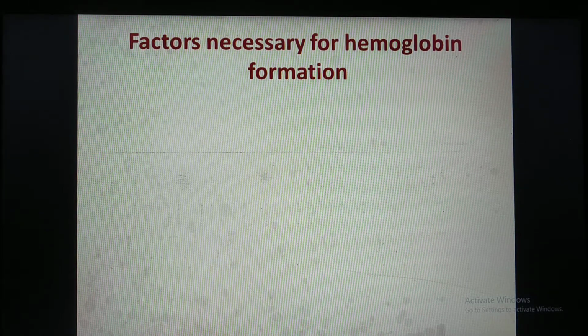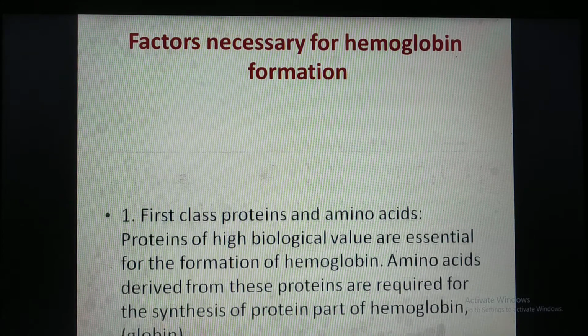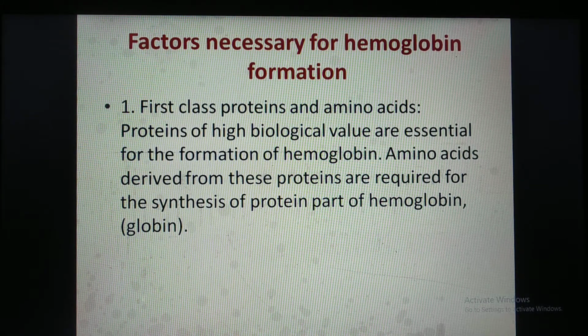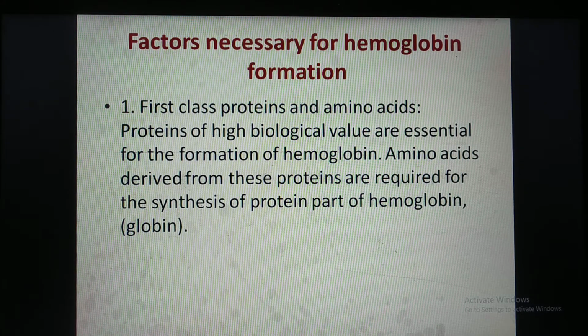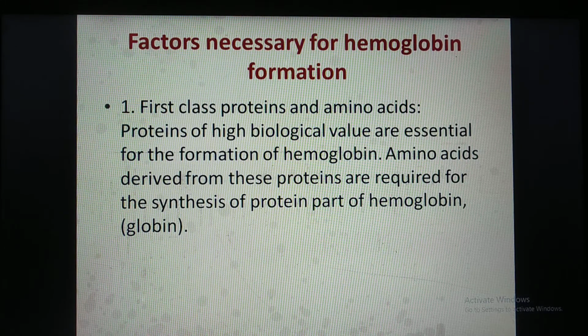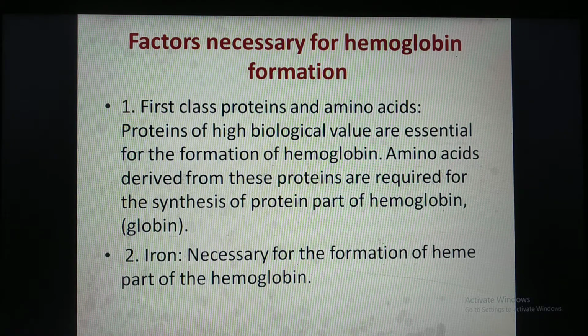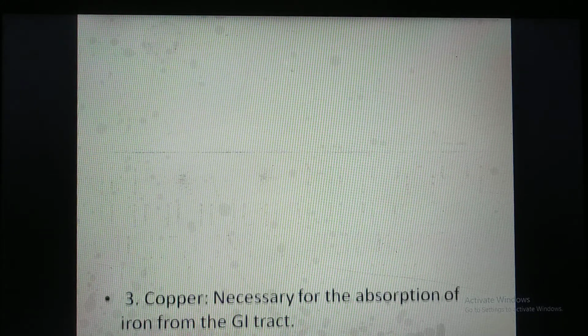Next, factors necessary for hemoglobin formation. First, proteins and amino acids. Proteins of high biological value are essential for the formation of hemoglobin. Amino acids derived from these proteins are required for the synthesis of the protein part of hemoglobin, globin. Second, iron. Iron is necessary for the formation of the heme part of the hemoglobin.